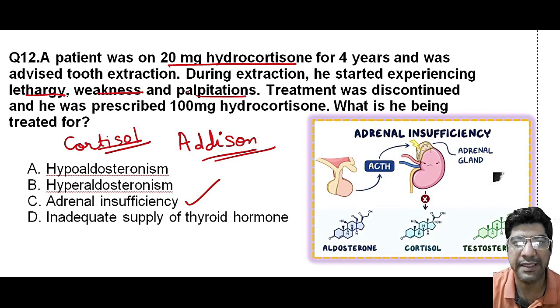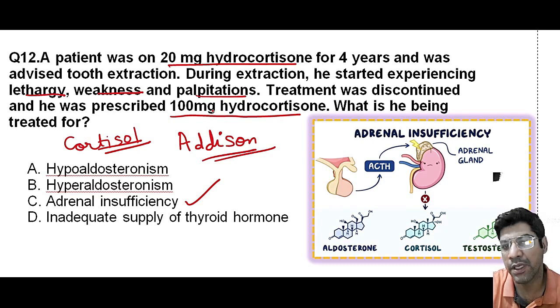So to manage the increased demand during the procedure, the patient's hydrocortisone dose was temporarily increased from 20 milligram to 100 milligram. So that is done to ensure adequate cortisol level during the period of physical stress or illness.